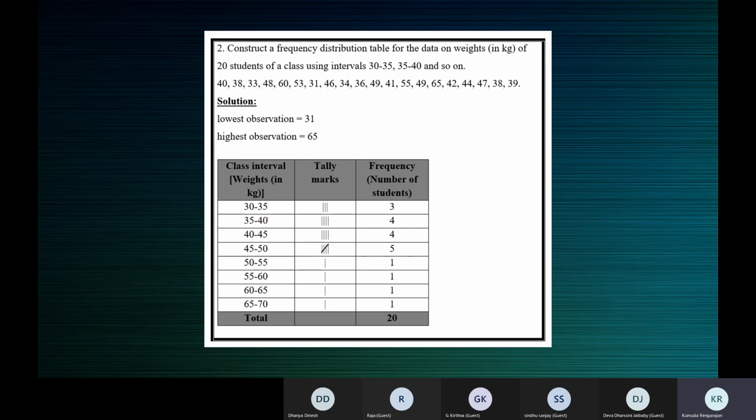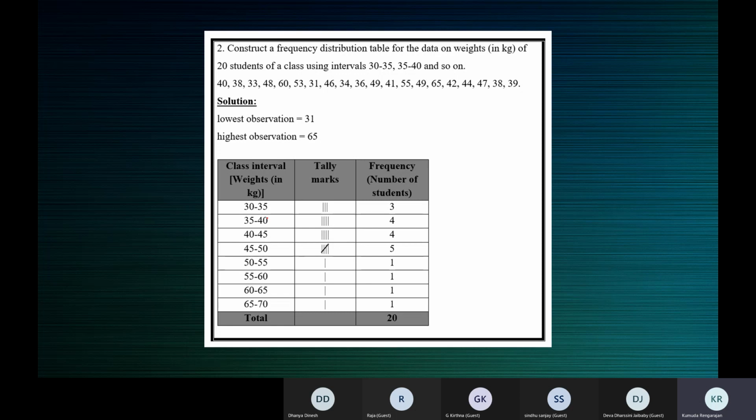Yes or no, children? Supposing the smallest value is 125. Why should you write the class interval 0 to 10, 10 to 20, 20 to 30, 30 to 40? Why? The smallest value is 125. So you should directly start with 120 to 130. There's nothing like you should start from 0 to 10. Find out the smallest value and decide the first class interval.